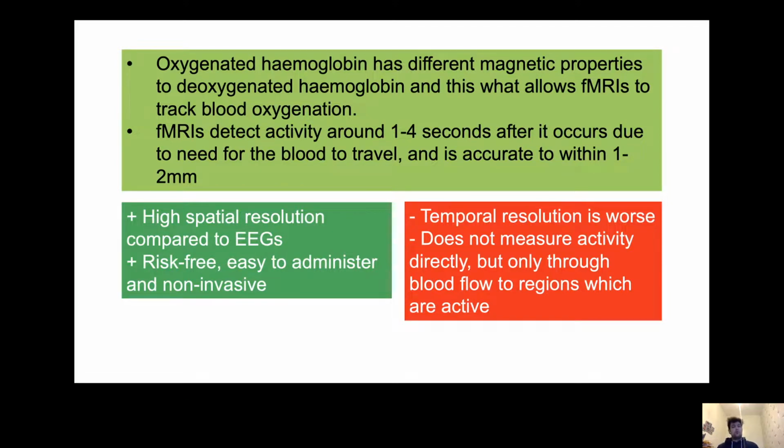But as I said, temporal resolution is quite low. So it takes 1 to 4 seconds for the blood to reach the region of the brain that's become active, which means you see the activity quite a while after it's actually begun. And also you may have surmised that we're not measuring activity directly. We're not looking at the activity of individual neurons here. We're just looking at the activity at the level of blood flow, oxygenated blood flow through a region of the brain in response to that neural activation. So it's not a direct measure of brain activity. And they would be your negatives.